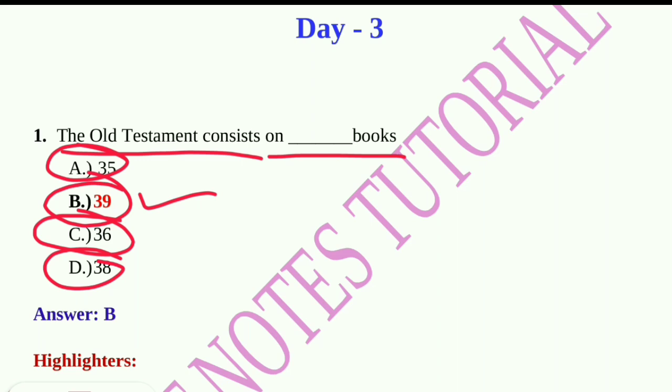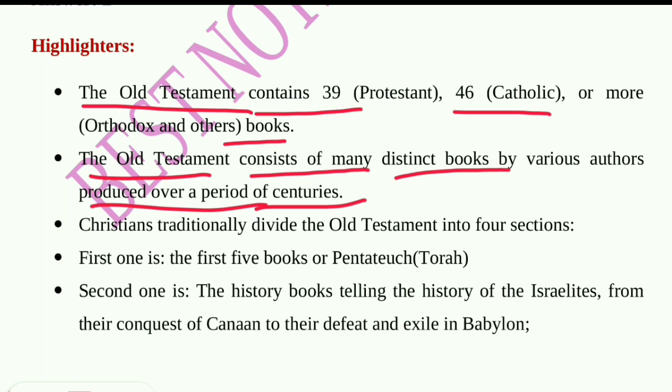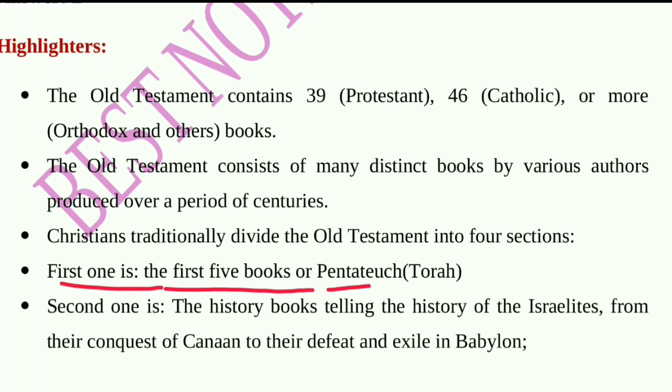The Old Testament contains 39 Protestant, 46 Catholic, or more Orthodox and other books. The Old Testament consists of many distinct books from various authors produced over a period of centuries. Christians traditionally divided the Old Testament into four sections. The first one is the first five books, or Pentateuch, or Torah.